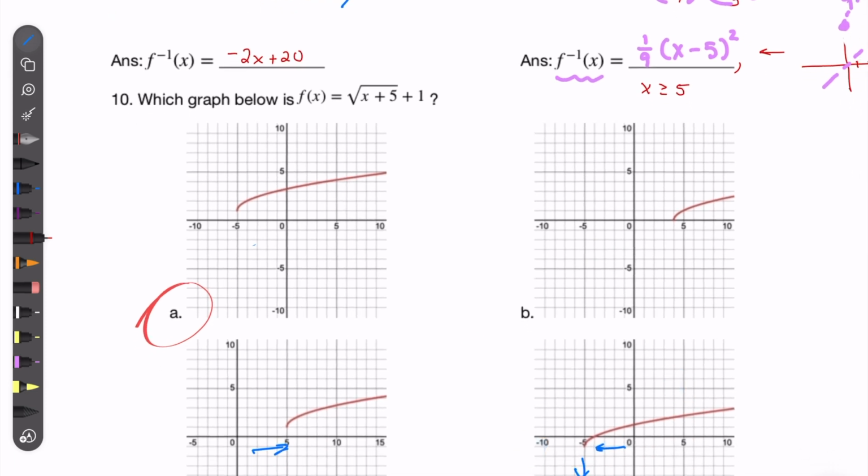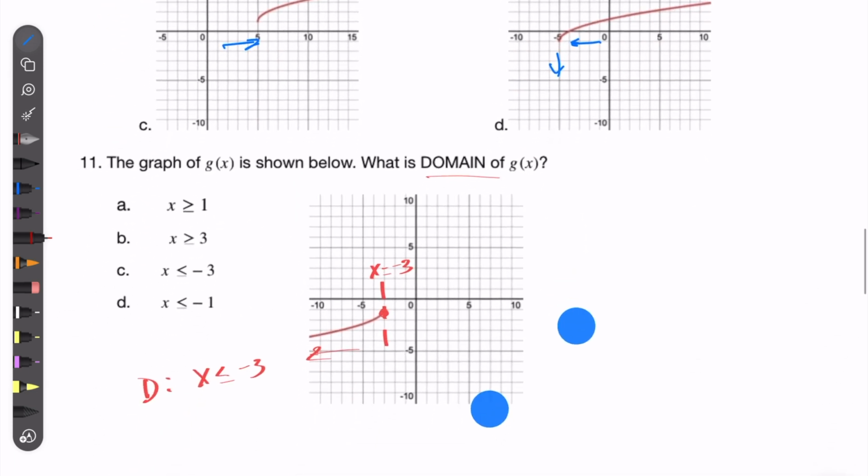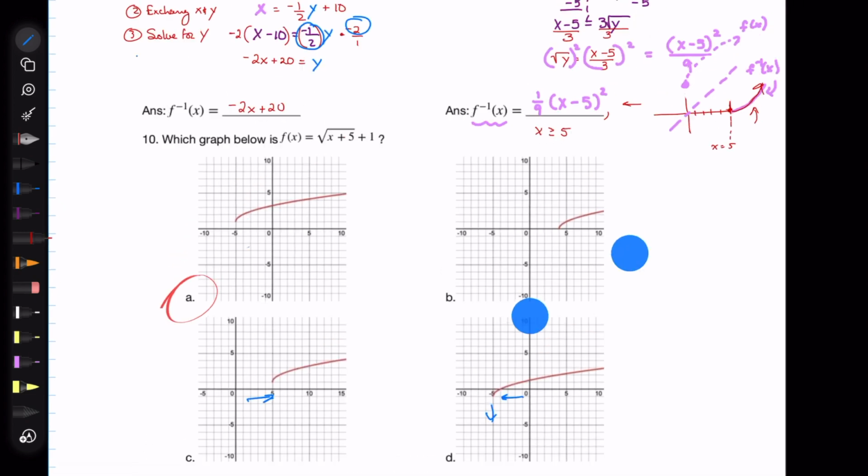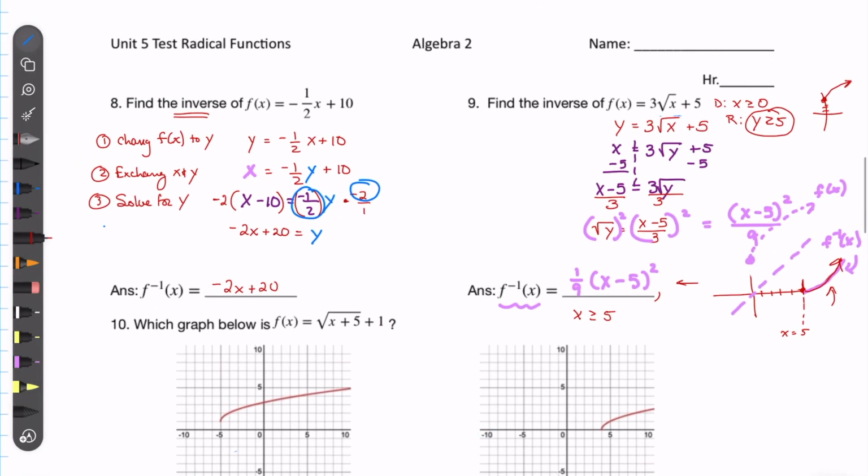10 is just A, and 11 there, it's all the x's to the left of x equals negative 3. And so there's our answers. It's the inverses that are the tough ones for many of us. And that should do it.